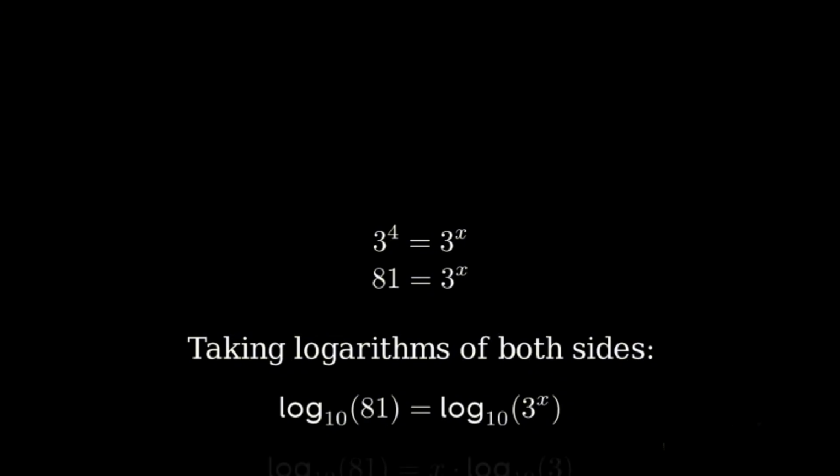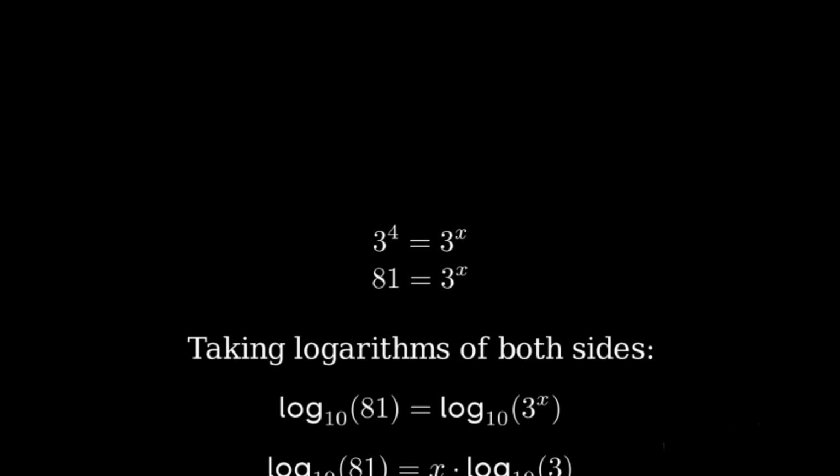Now we can apply a fundamental property of logarithms. The logarithm of a number raised to a power equals the power times the logarithm of the number. So log base 10 of 3 raised to the power of x equals x times log base 10 of 3. Let's calculate these logarithm values. Using a calculator, we find that log base 10 of 81 is approximately 1.908, and log base 10 of 3 is approximately 0.477. Now we can solve for x by dividing log base 10 of 81 by log base 10 of 3. This gives us 1.908 divided by 0.477, which equals 4.